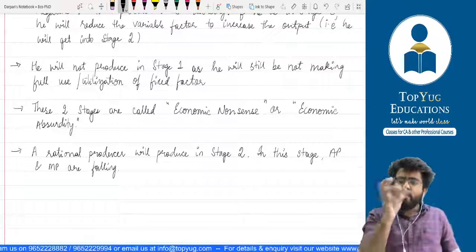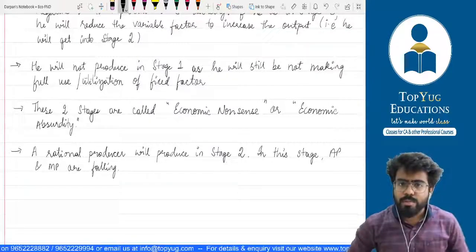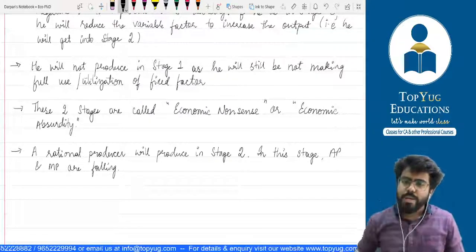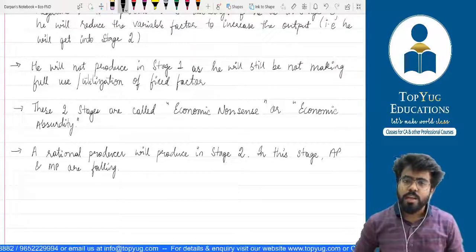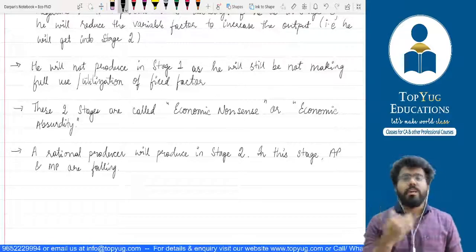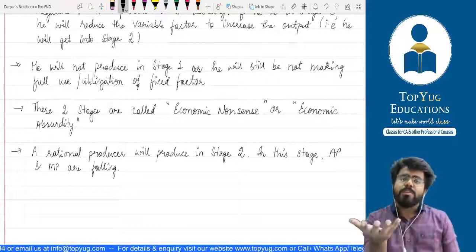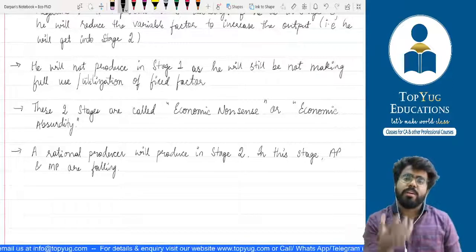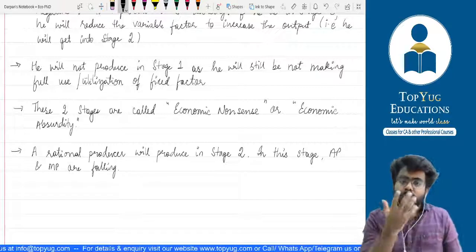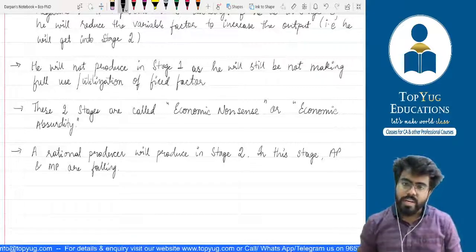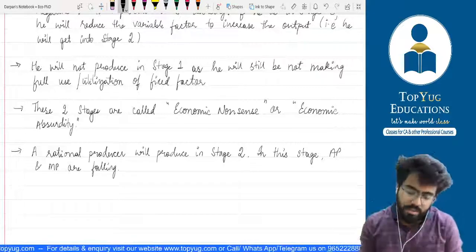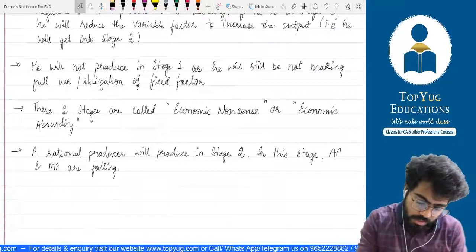And in stage 2, at what exact point will he produce? How many exact number of labors will he employ in stage 2? That will depend upon the price of labor, right? What is the price of labor? How much cost is he incurring, and what is his budget? Usko kitna cost spend karna hai labor pe? That will depend on that. So you can write that also.